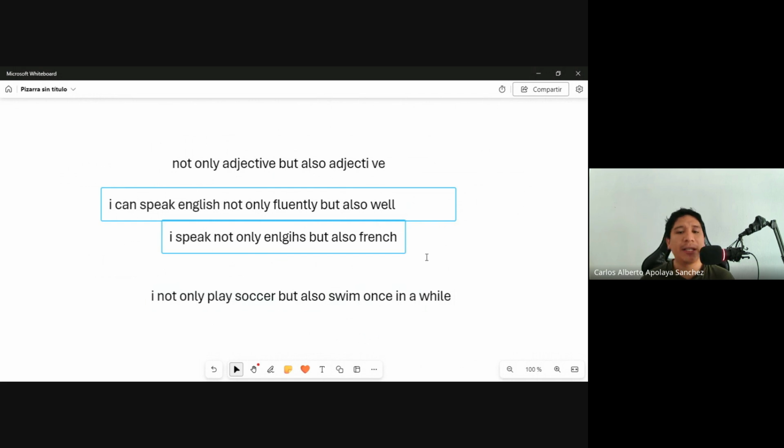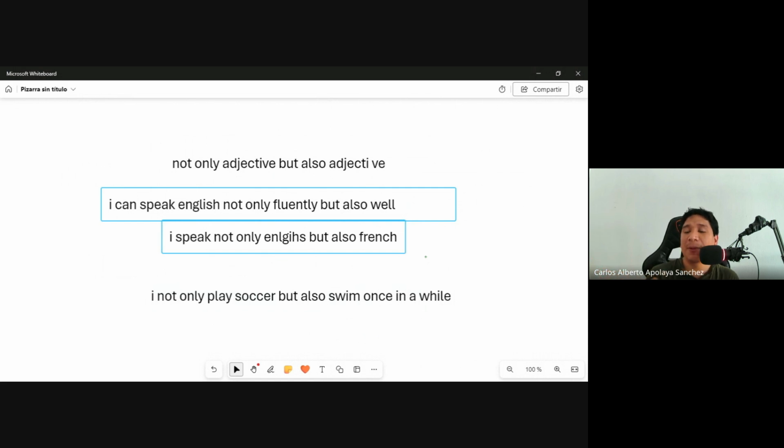You can say "not only do I, but also." The inversion goes in the first part of the sentence. For example, "I not only play soccer, but also swim once in a while." "Not only do I play soccer, but also swim once in a while."